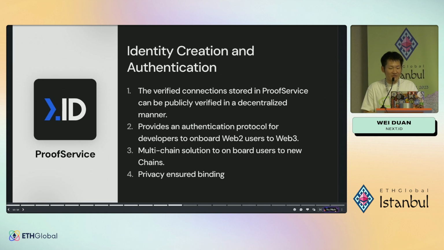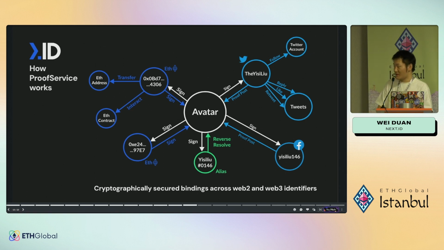Then the first identity creation and authentication is done by the proof service. And this is the picture of that. You can see in the center is the avatar. It's a generated public private key pair. Then you bind this avatar with your Web2 social platforms such as Twitter, also Facebook. How do we do that? It's a 2-dimensional cryptographic binding. Say you are a user on Twitter, so you have an account to tweet. Then you post a tweet. Inside the tweet, you will have a signed message, which is signed by the private key in your avatar. So dimensionally, you prove you own the Twitter account, and also that you have the private key of that avatar. So boom, those two are bound together.